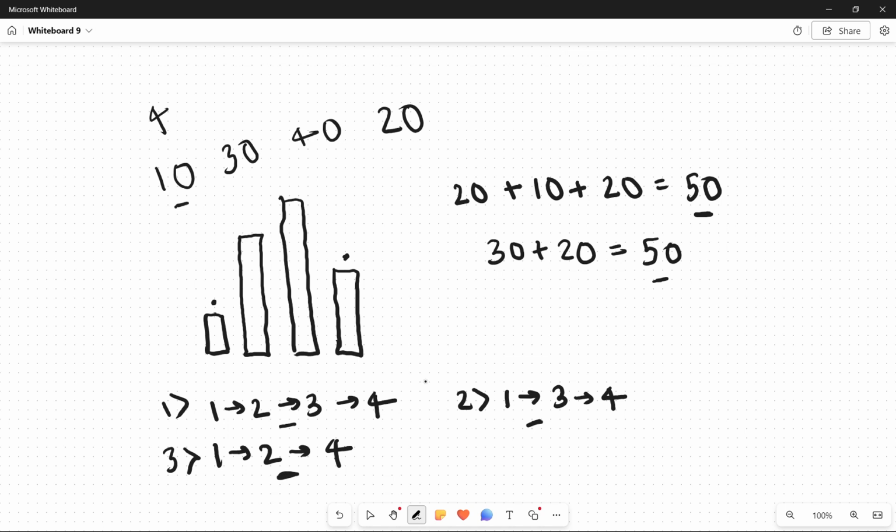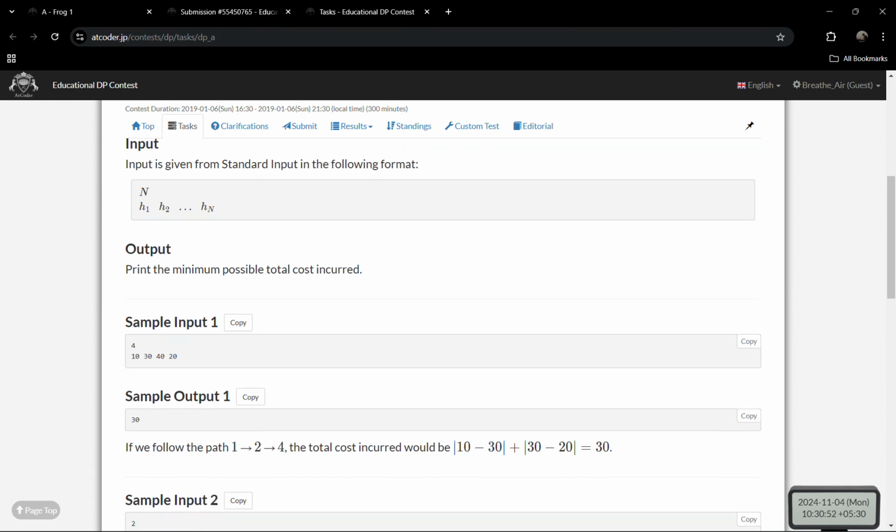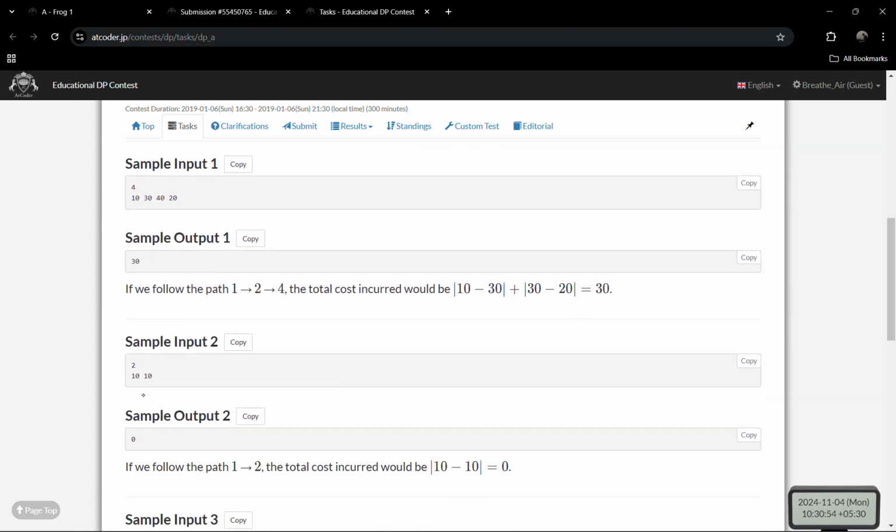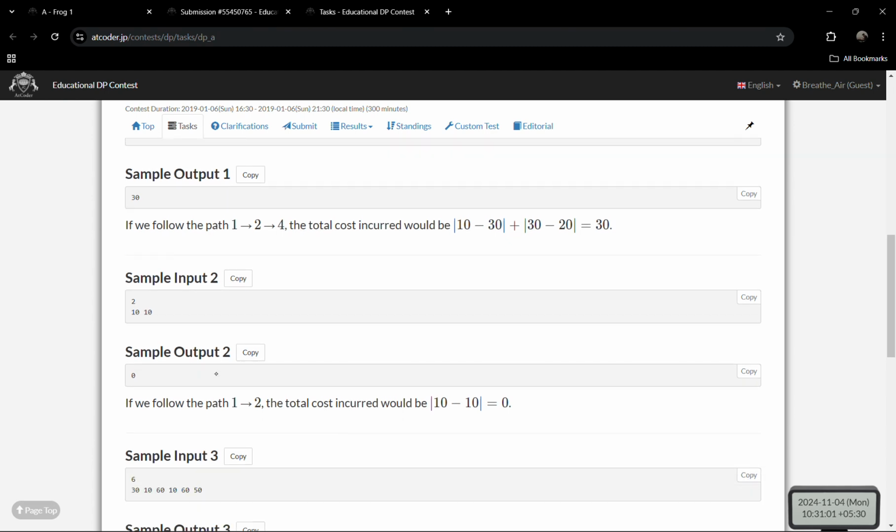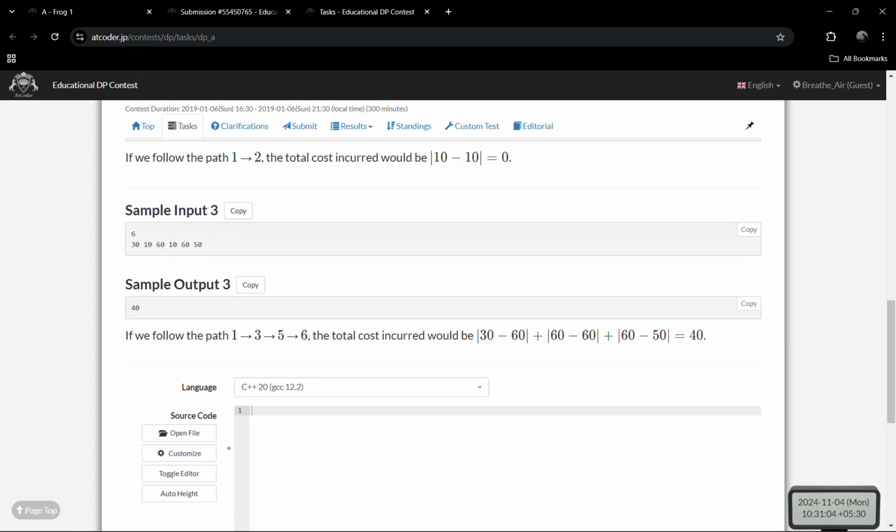Now considering the third alternative: 1 to 2 cost incurred will be 20, and 2 directly to 4 cost incurred will be 10. So that will be 30. So 30 is the minimum cost. This is the alternative that the frog will take, right? Let us check if the answer is 30. Yes, the answer is 30. In the next test case, the frog will directly jump from 1 to 2 with no height difference between the stones, so the answer will trivially be 0.